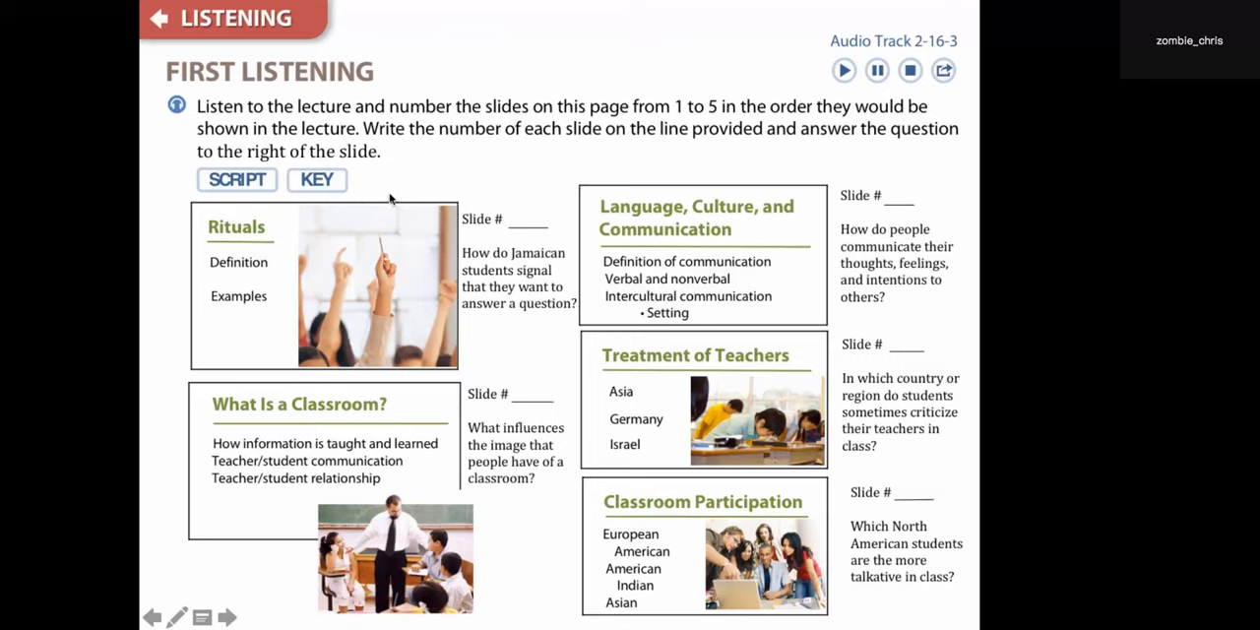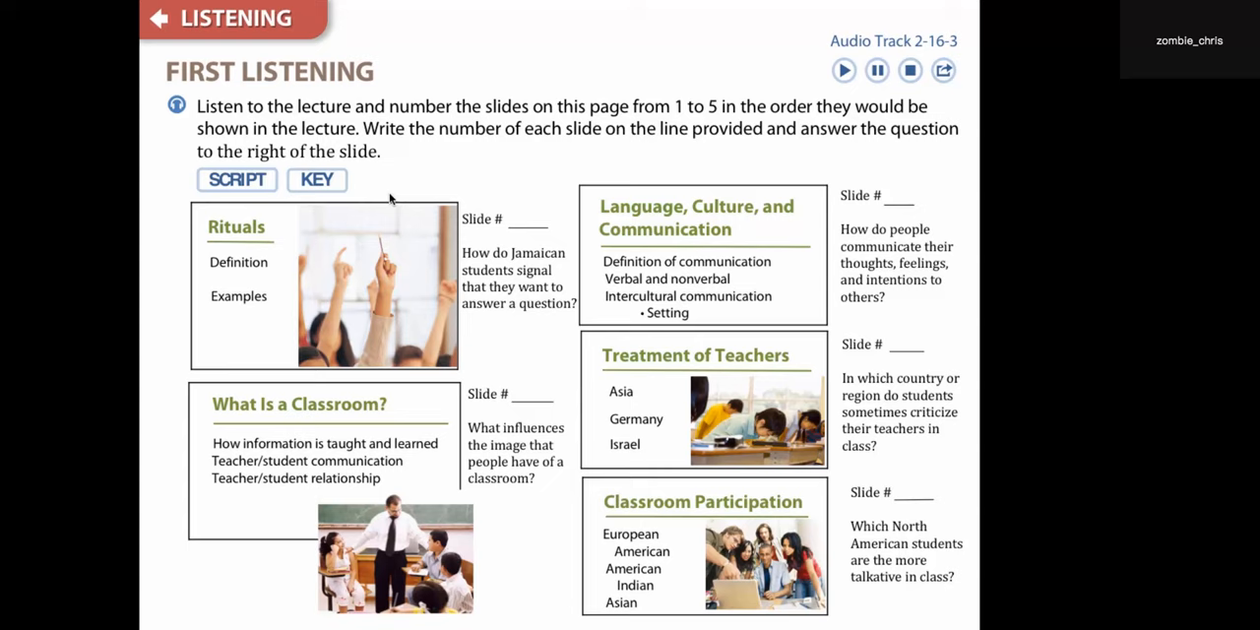Okay, so we have our five slides again. We have rituals, what is a classroom, language, culture, and communication, treatment of teachers, and classroom participation. So you may actually be able to see some just by looking at the titles. I hope you'll be able to see by now a logical grouping of the slides, at least what might be the first slide and what might be the last slide. That would be something to look for. And then you can look at the individual details.